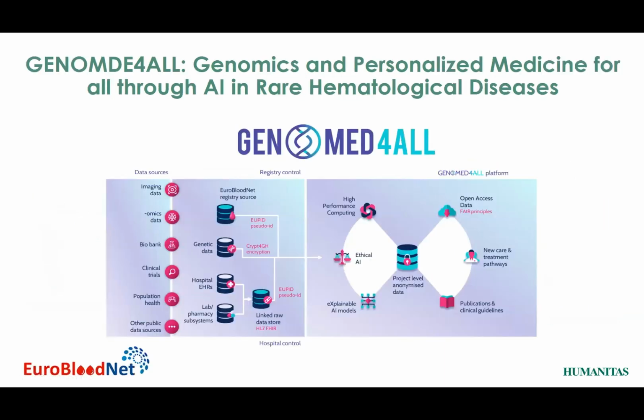Just to introduce the scope of GenoMed4All, GenoMed4All is a European consortium based on the clinical expertise of EuroBloodNet, the reference European network for rare hematological diseases, together with some technological partners. And the aims of the project are basically two. The first one is to define artificial intelligence-based solutions to improve personalized medicine in rare hematological diseases. And the second one is to develop a federated learning platform in order to improve the capability to share clinical and genomic data across different institutions.